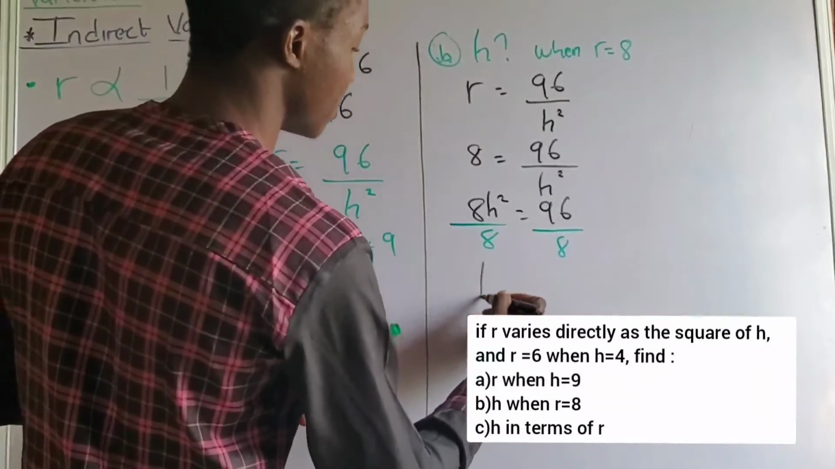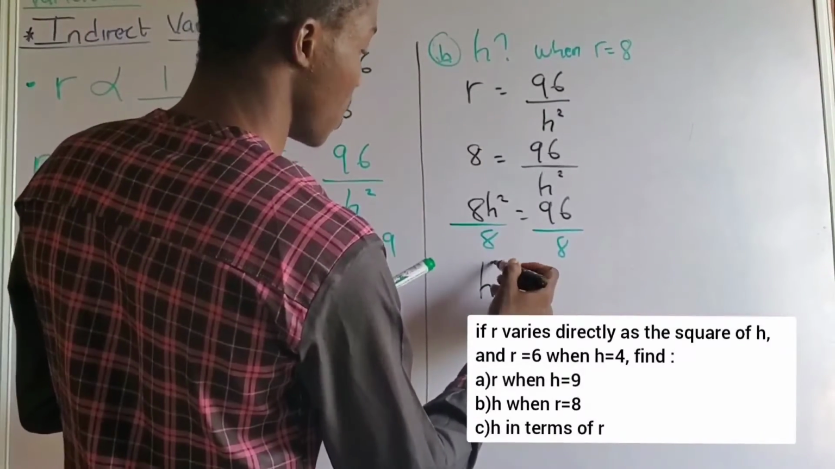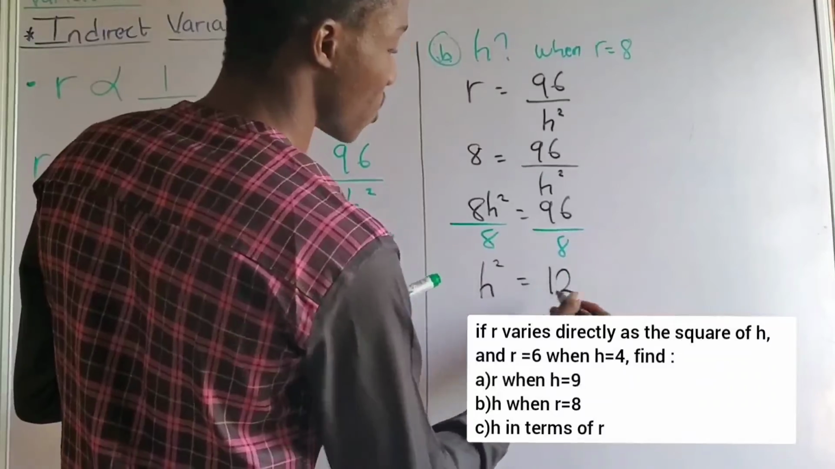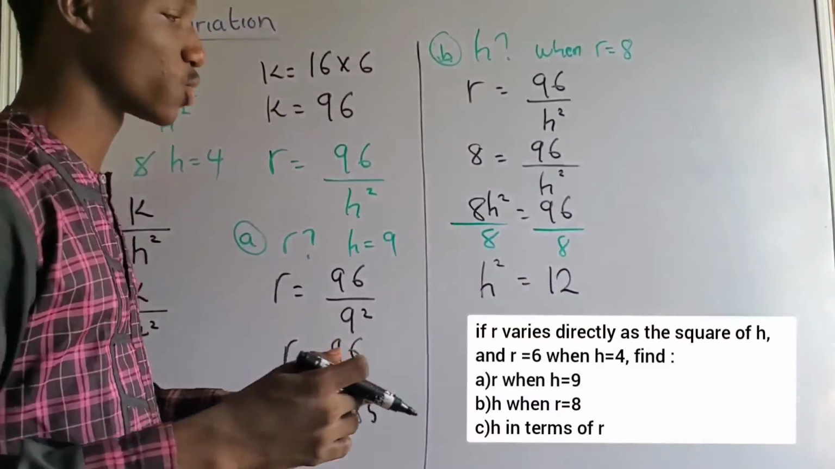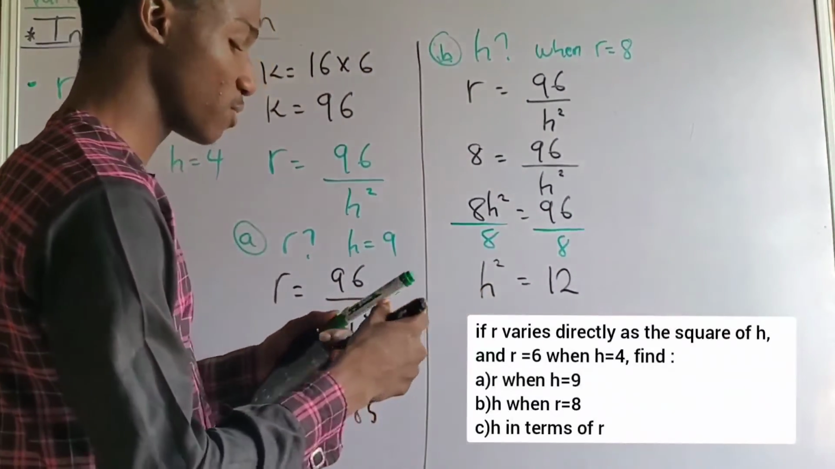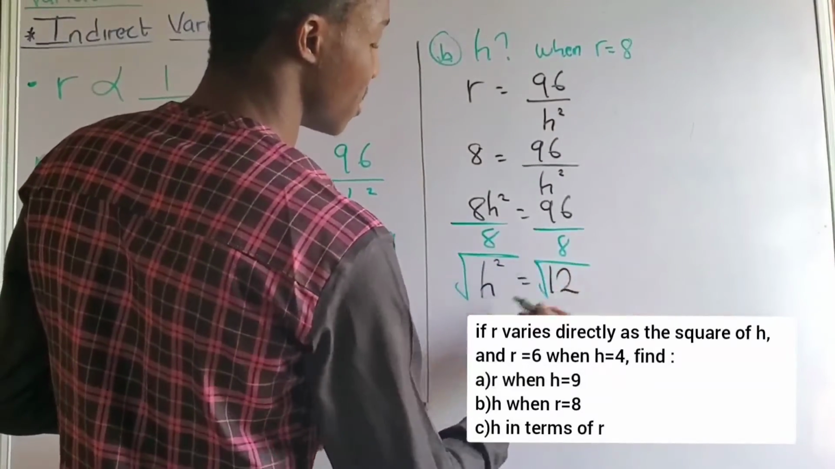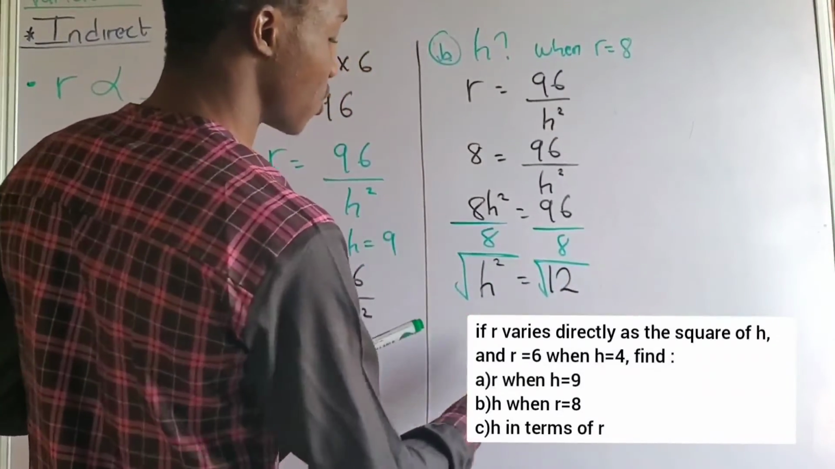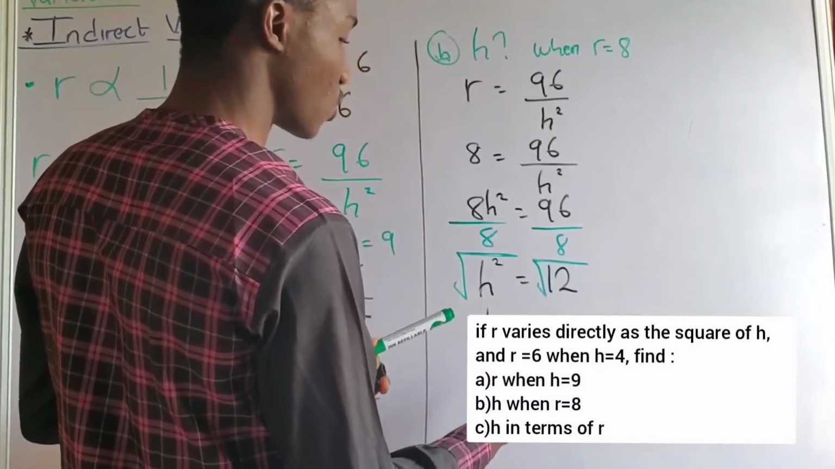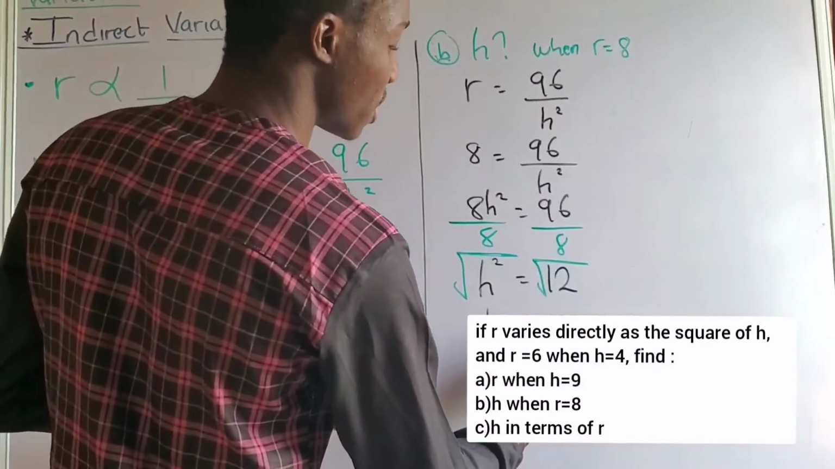H squared is equal to 12. You understand? Because 96 divided by 8 will give us 12. Now, to get the value of h, you have to take the square root of both sides. Okay? So the value of h is equal to the square root of 12, which is 2 root 3.